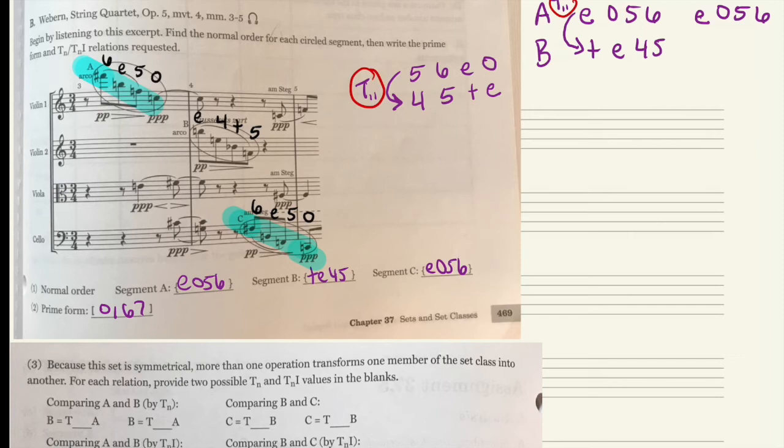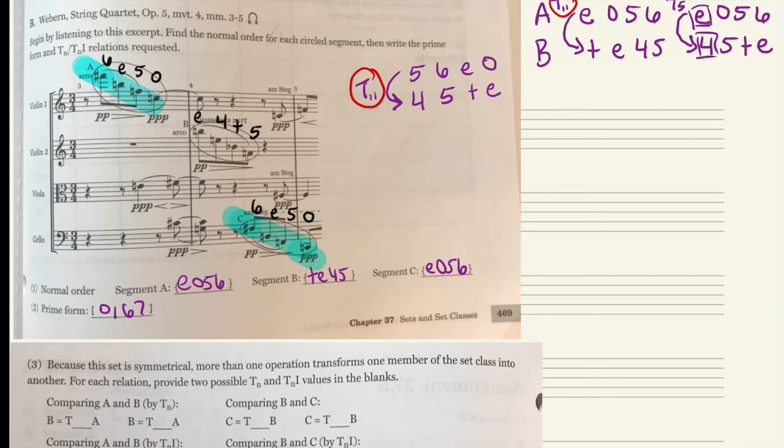So I'm going to try the other order for B, which is 4, 5, 10, 11, and I'm going to compare that to my 11, 0, 5, 6 for set A. So then the question is, how do I get from 11 to 4? What do I need to add to 11 to get to 4? The answer is 5.